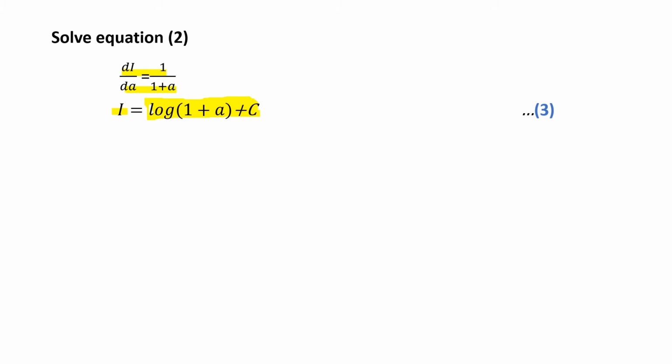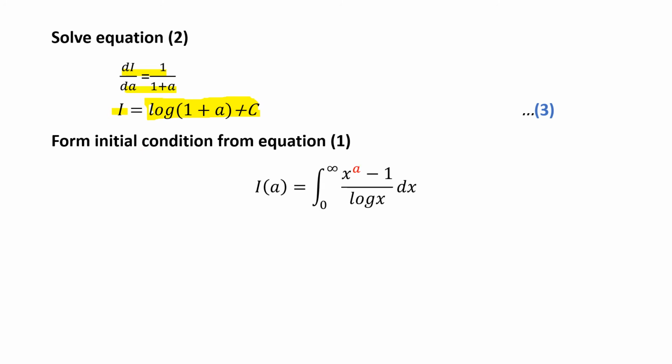So to find this c value, we will frame one initial condition from the given integration. Let's take the first equation again. Then it is I of a is equal to the integral of (x^a minus 1) upon log x dx. Here you have to just think what we can put for a so that we will get the I value directly without solving the integral. So if we put a as 0, x^0 will be 1, 1 minus 1 is 0. So the whole integral value will be 0.